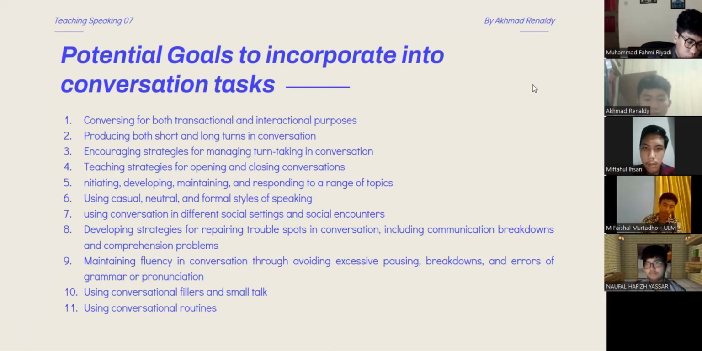Number nine, maintaining fluency in conversation through avoiding excessive pausing, breakdowns, and errors of grammar or pronunciation. Number ten, using conversational fillers and small talk. And number eleven, using conversational routines.